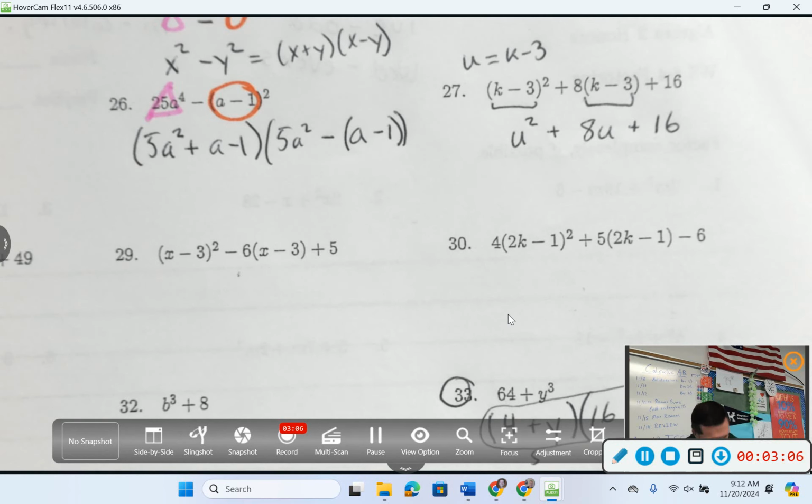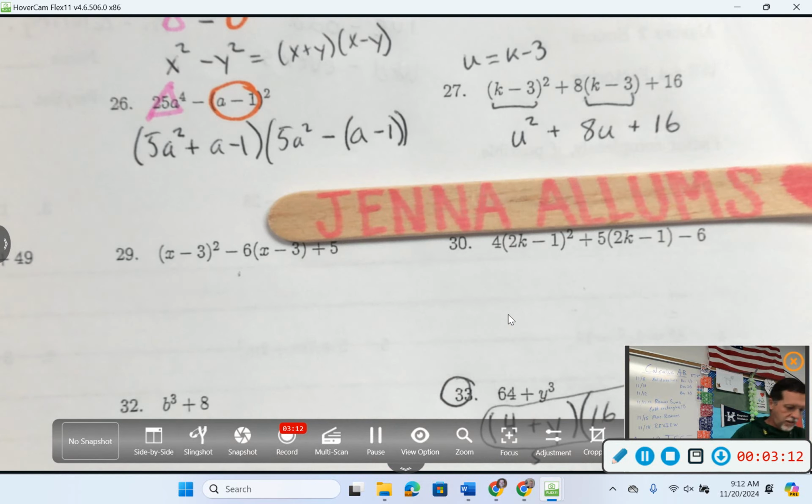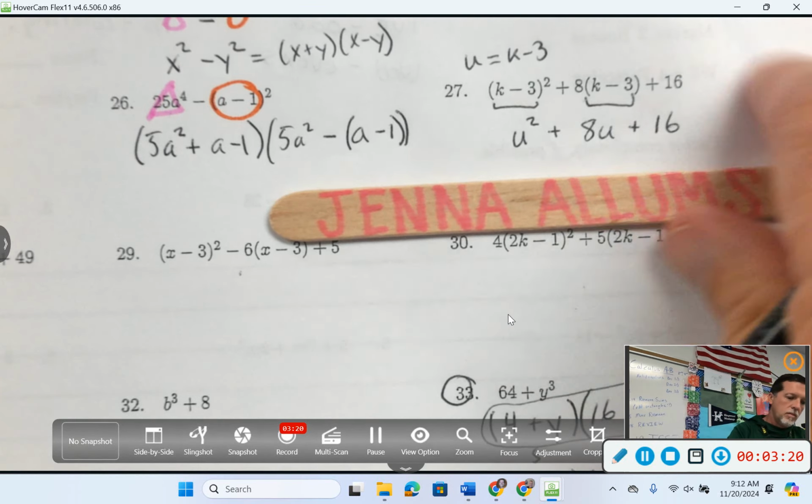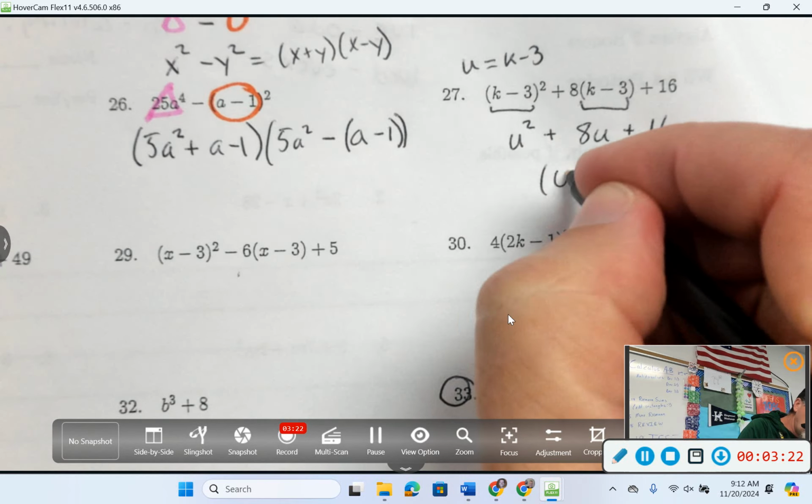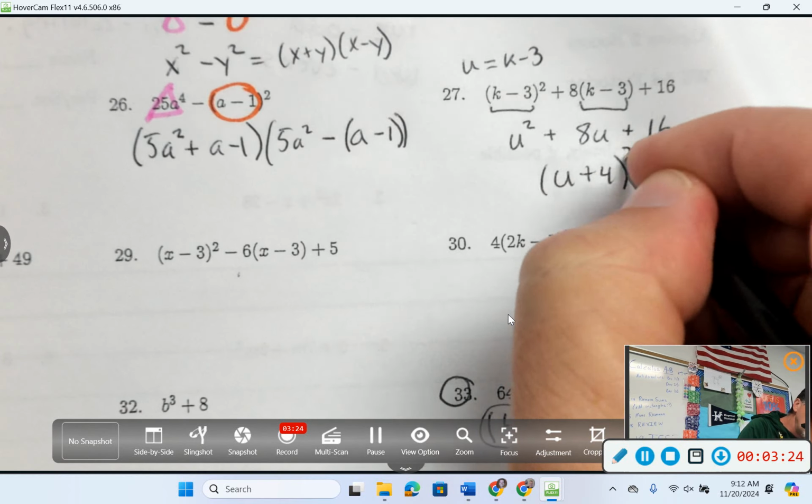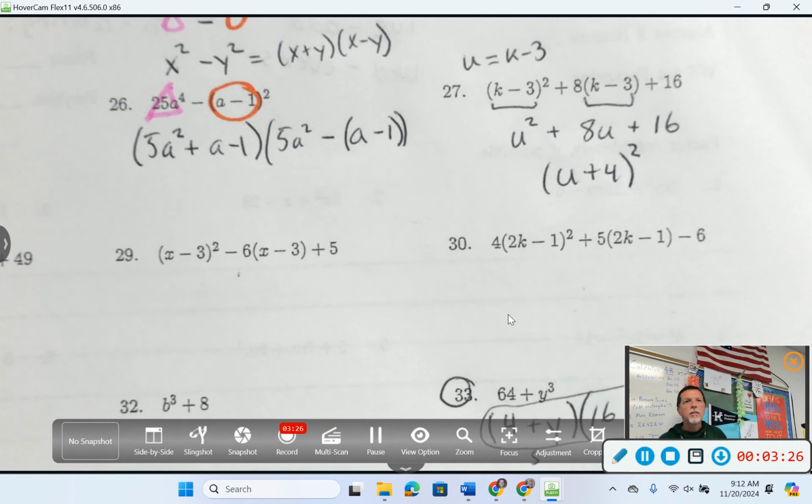Now, having said that, I'm going to pick on somebody and see if they can definitely factor that. But I have faith in Jenna. So, Jenna, what do you think? How does u squared plus 8u plus 16 factor? Okay, she jumped straight to the end, which is fine. U plus 4 squared, because it's u plus 4 and u plus 4. Multiply to 16, add to 8.